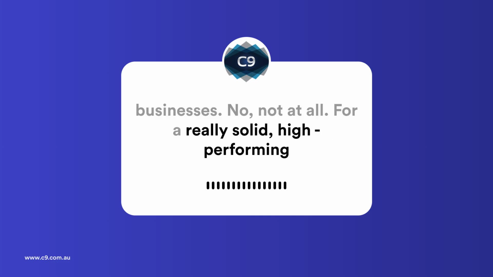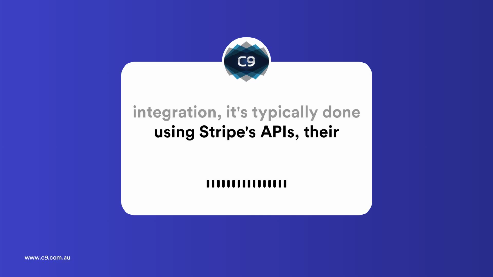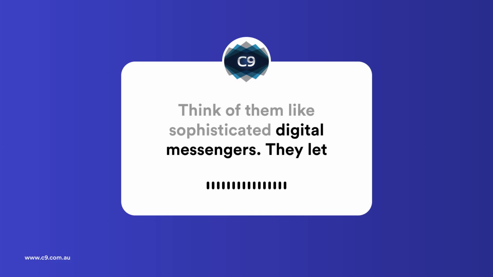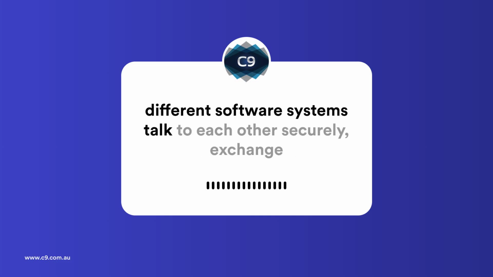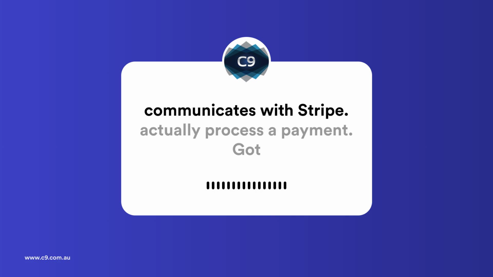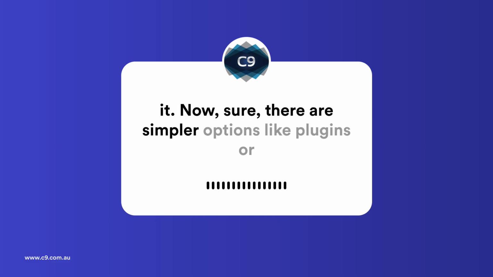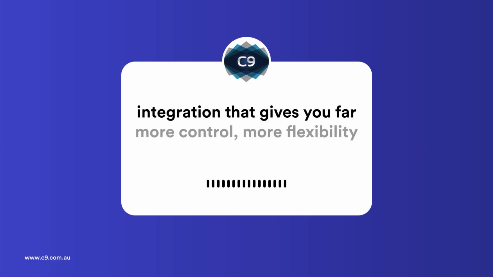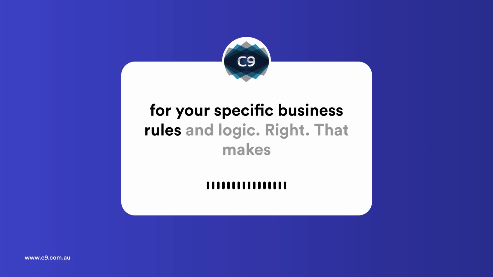For a really solid, high-performing integration, it's typically done using Stripe's APIs, their application programming interfaces. APIs, right. Think of them like sophisticated digital messengers. They let different software systems talk to each other securely, exchange data. Okay. So that's how your e-commerce site, for example, communicates with Stripe to actually process a payment. Got it. Now, sure, there are simpler options like plugins or extensions for maybe more basic needs, but a custom API integration gives you far more control, more flexibility for your specific business rules and logic.